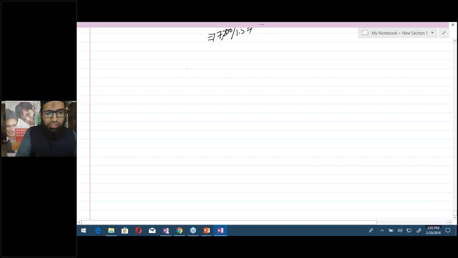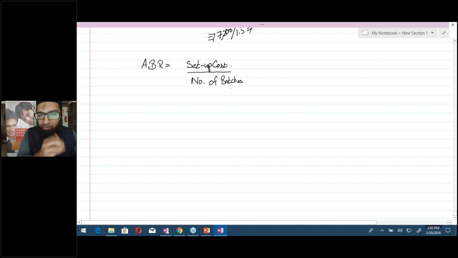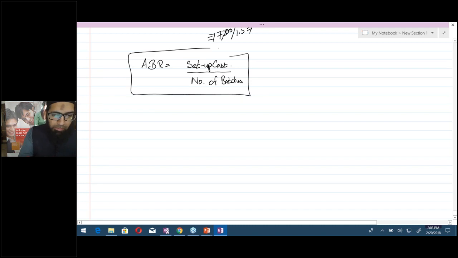So, to calculate activity-based costing, we have to calculate the ABR. For example, if it is a setup cost, and suppose its cost driver is the number of batches, I will divide the setup cost by the total number of batches, and that will be my ABR. Now, maybe you are confused with some of the examples.